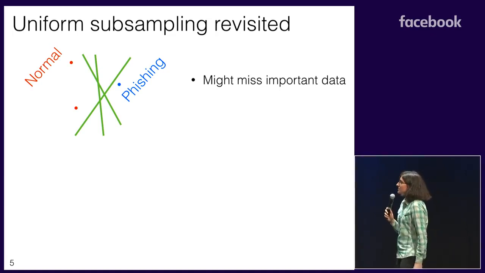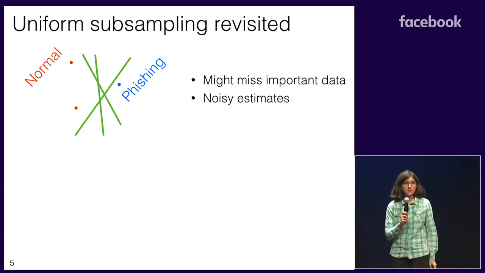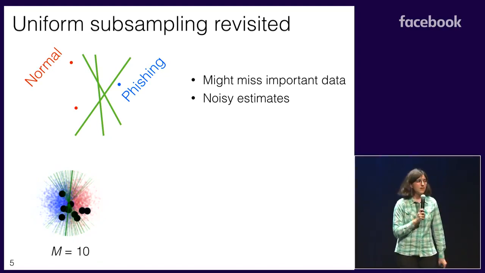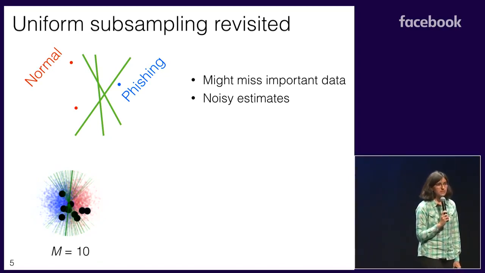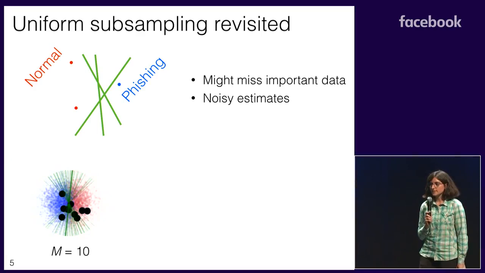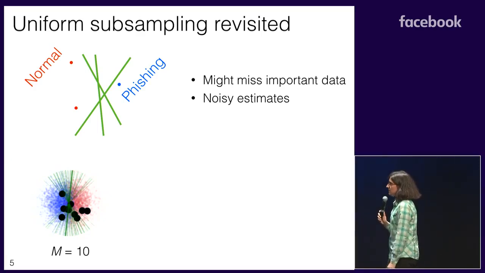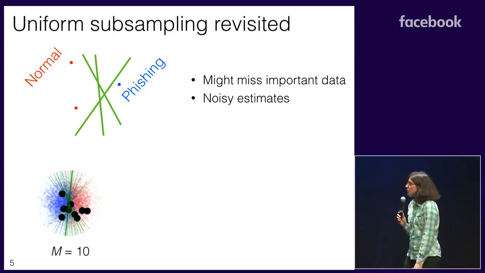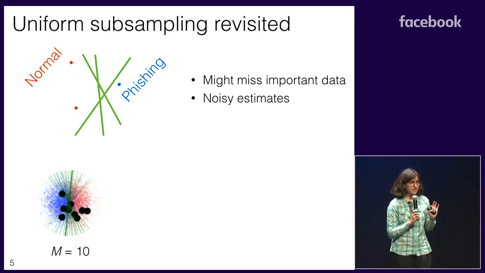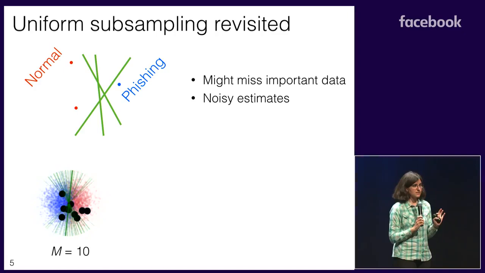In fact, this is not just a cartoon. This issue of noisy estimates, we can see this in practice. So here what we're seeing in red and blue is 10,000 simulated data points. Now, we can take a Bayesian logistic regression model. So this is a classification model. We can uniformly subsample 10 data points amongst this data set.